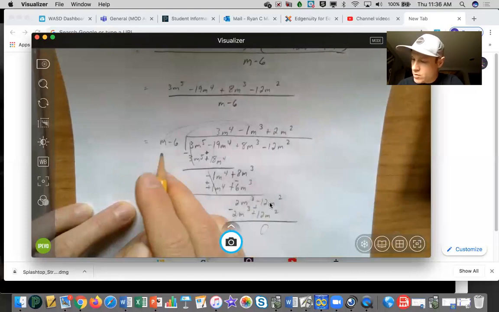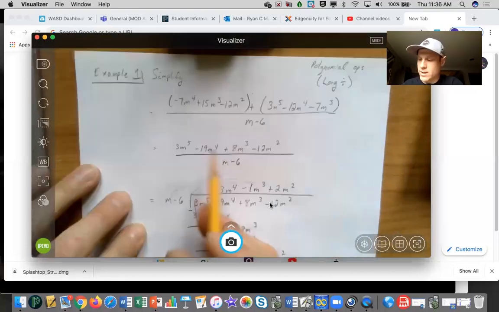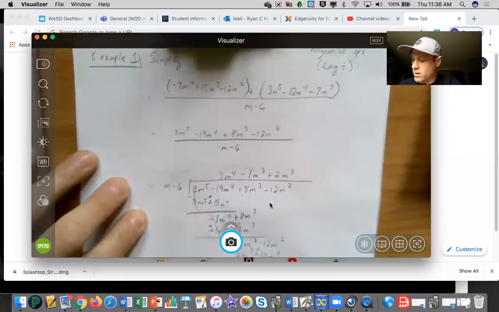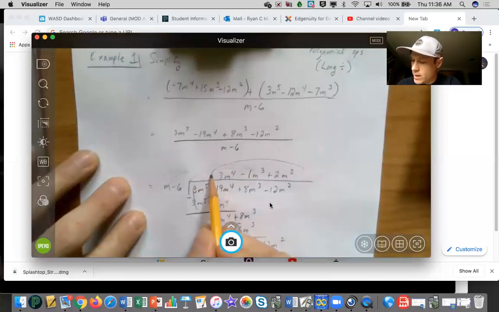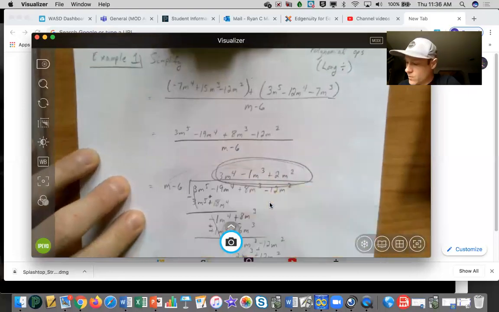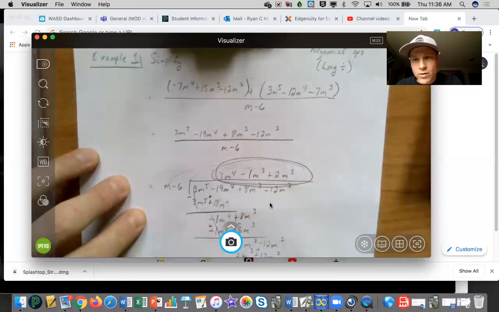So the original question looked like this, right? But the answer to this question now is really the quotient that we get after we divided it by m minus 6. So hopefully that reviews how to do polynomial long division.